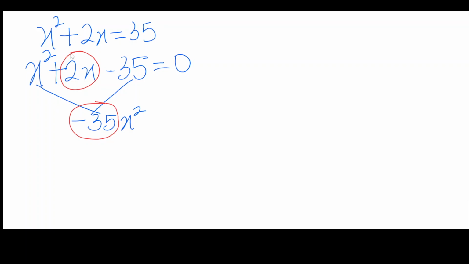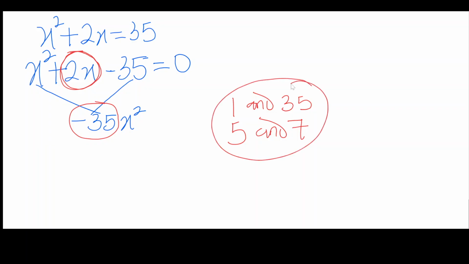So what are the factors of 35, such that when we multiply together, they give us negative 35, and when we add together, they give us positive 2? Now the factors of 35, we have 1 and 35 itself, and we have 5 and 7. So these are the factors of 35: 1 and 35, 5 and 7. Either of these pairs is going to be the correct factors that we're going to be using.